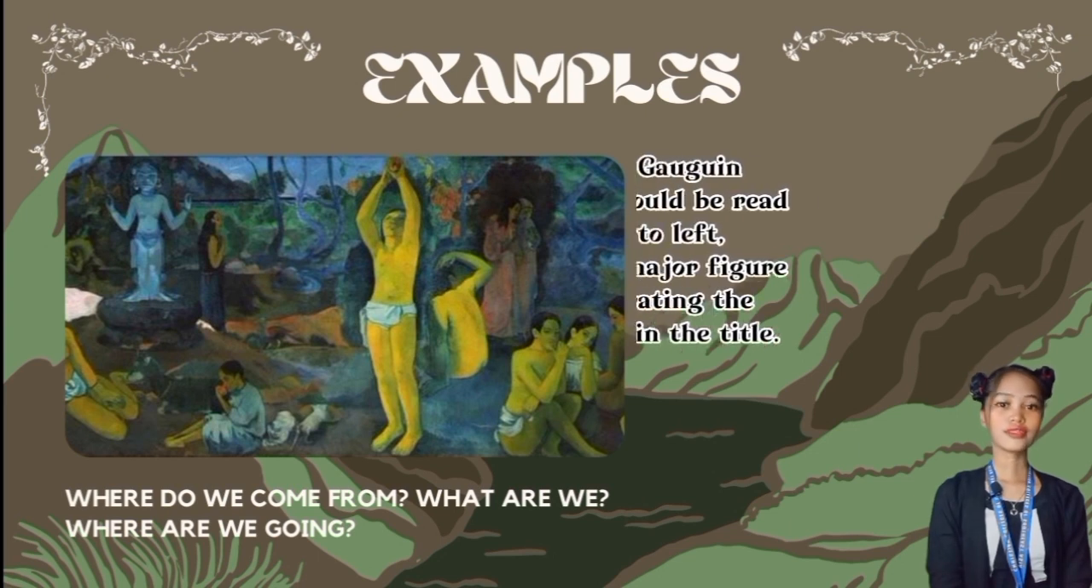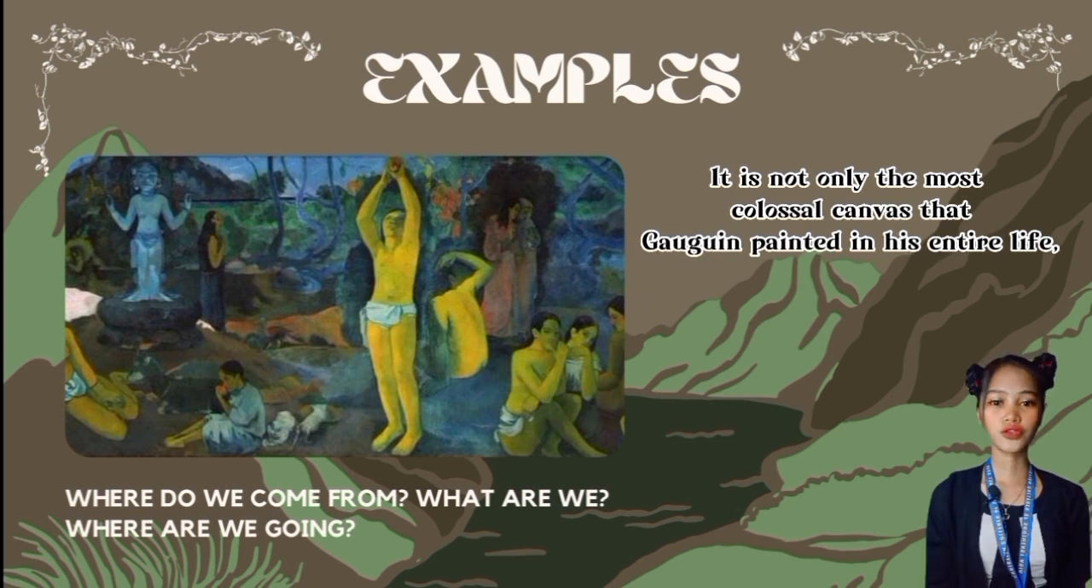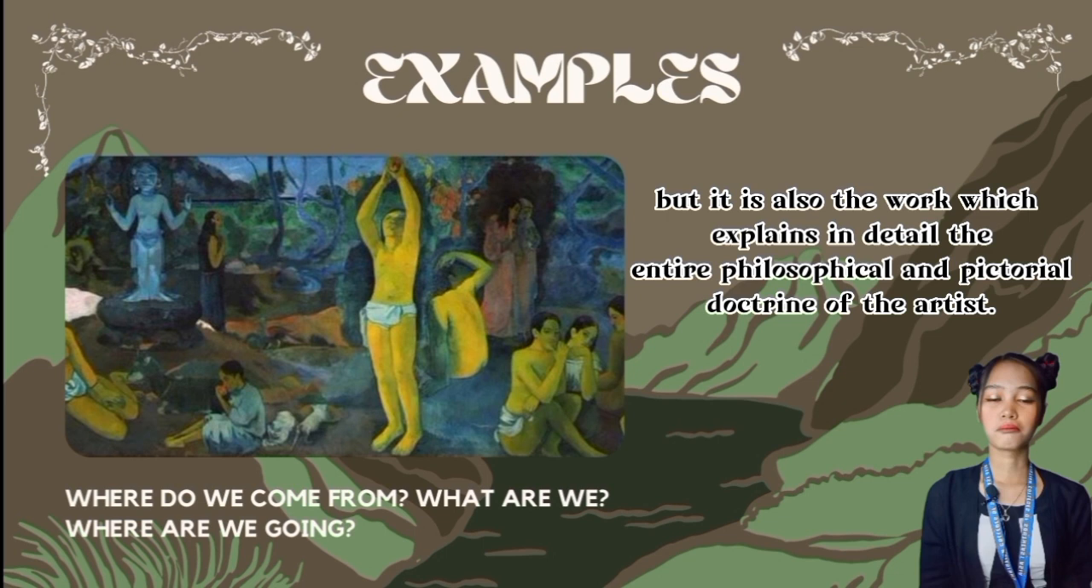According to Gauguin, this painting should be read from right to left, with the three major figure groups illustrating the question posed in the title. It is not only the most colossal canvas that Gauguin painted in his entire life, but it is also the art which explains in detail the entire philosophical and pictorial doctrine of the artist.